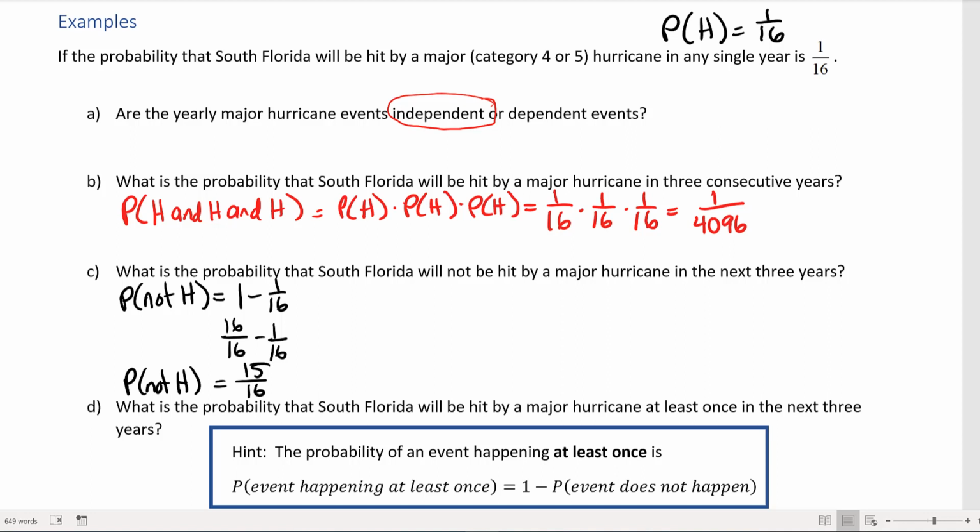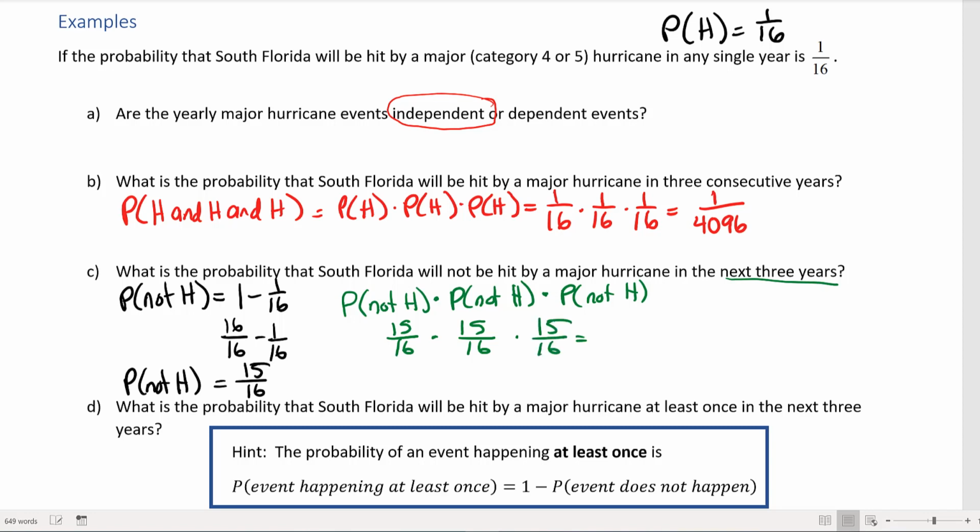So now I'm trying to find out what's going to happen, will not be hit by a hurricane in the next 3 years. So we have probability of not H, which is independent of the next year, which is the probability of not H, times the third year probability of not H. So we have 15/16 times 15/16 times 15/16. The denominator is still going to be 4,096, and you might want to get a calculator out, but it's going to turn out to be 3,375 over 4,096, and this does not reduce.